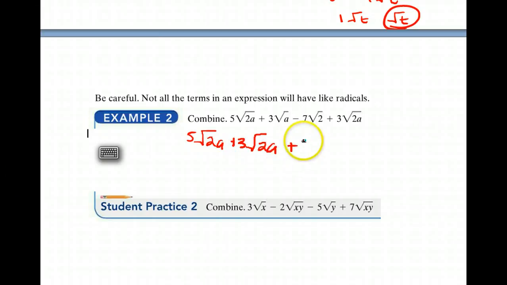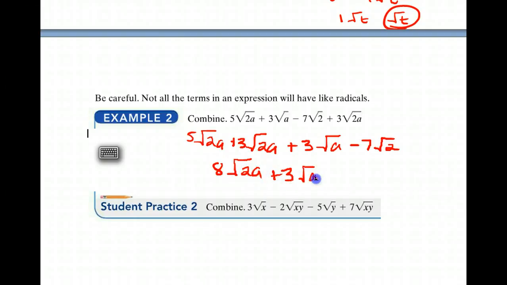The other ones are not like radicals, and you are not going to be able to combine them. So now let's take care of the ones that are like radicals. We have 5 plus 3 is 8 root 2a. The other ones are just going to come on down.